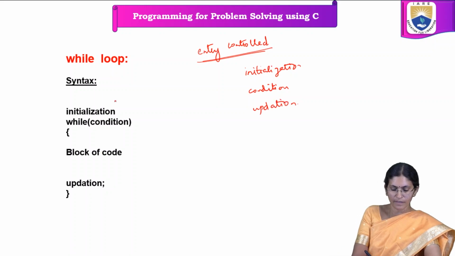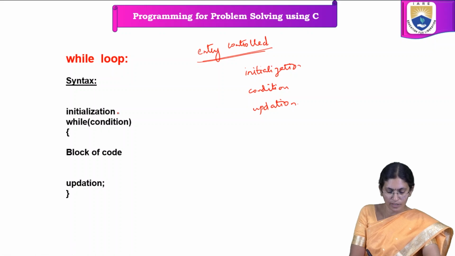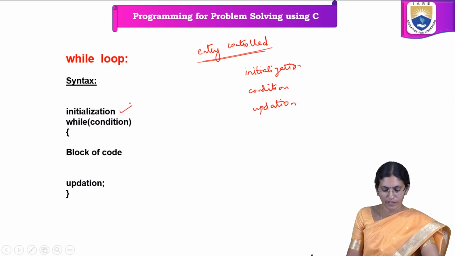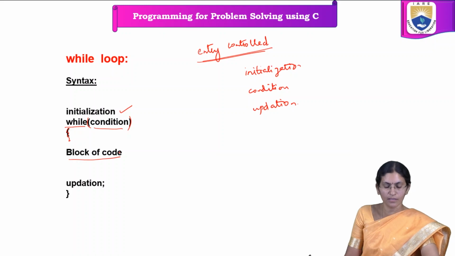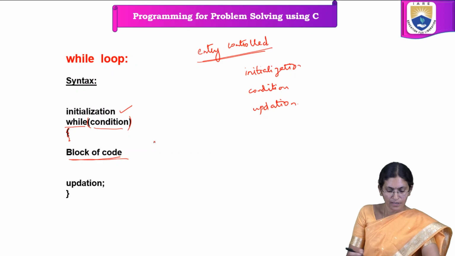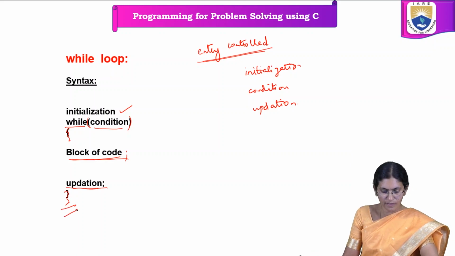Let us see the syntax for the while loop. At the start we have to initialize the variable, followed by the keyword while, then inside the parentheses we need to specify the condition, followed by an opening curly brace. Inside these curly braces we need to include the block of code or the statements which are to be executed, and inside this we also need to write the update expression. Then the curly braces should be closed. So this is the syntax of the while loop.